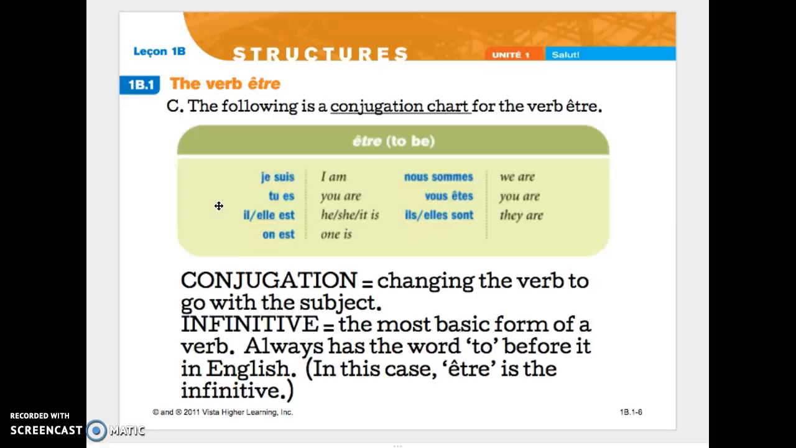The definition of conjugation is changing the verb to go with the subject, and the word être is called the infinitive because it's the most basic form of a verb. In English, it always has the little word to in front of it.